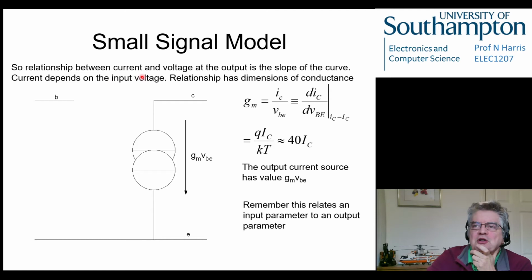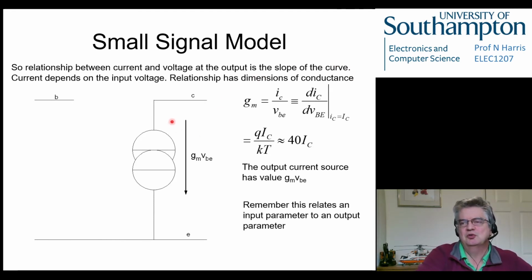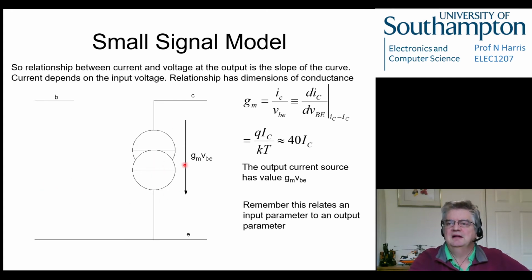So the relationship between the current and voltage at the output is the slope of that particular curve, which defines the output. And so what we're really saying then is the output current of our transistor is related to the input voltage, which will be over here eventually. So this is a dependent source, and the link between the two is this thing called GM, and GM, we now know, depends on whatever the static current was. So this is an AC model. This is the AC performance. But it's being defined by the DC current that always flows through the device.